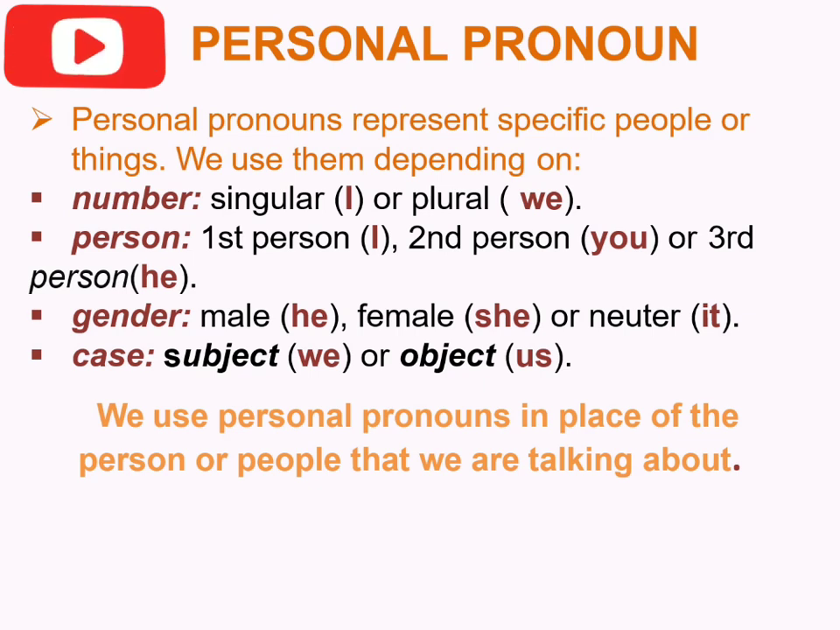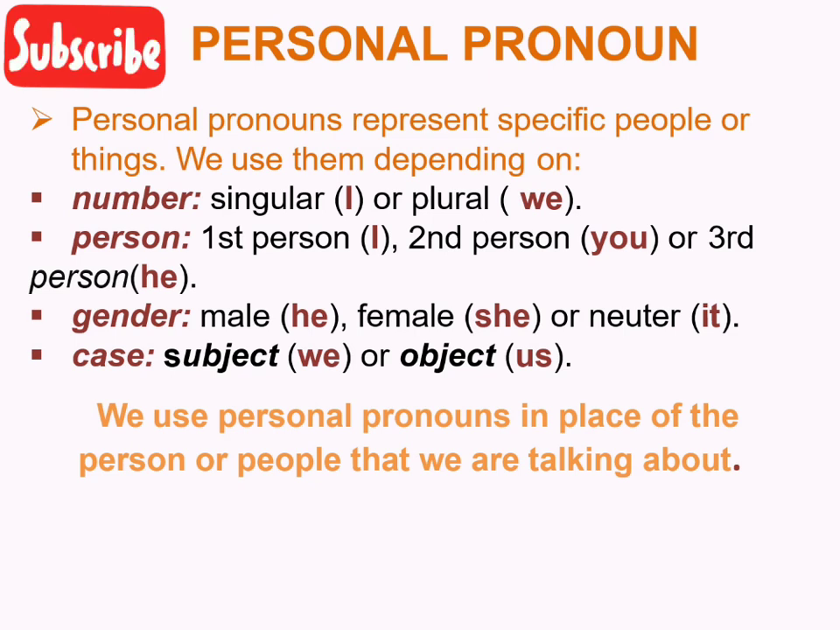First is the personal pronoun. Now what are personal pronouns? They represent specific people or things. What does a personal pronoun represent? Specific people or things. Now how do we use them? Depending on the number. If we are talking about singular things or a single person, we use the pronoun I. If we are talking about plural, plural means more than one, we use the pronoun we.